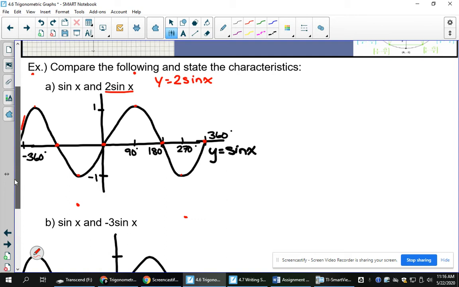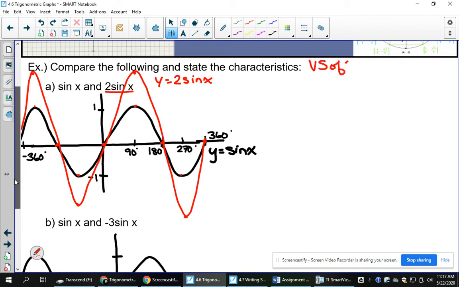If I then connect those as best I can, and it doesn't look pretty, but there you have it, I see that my sine function has now been vertically stretched by a factor of 2. So let's take a look at all of the characteristics that we can figure out now.